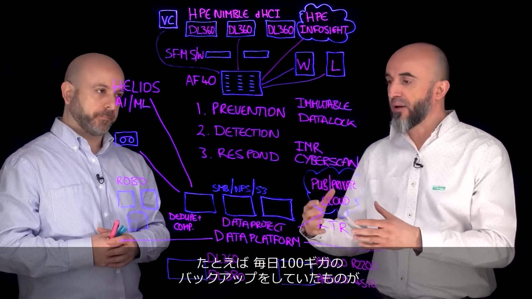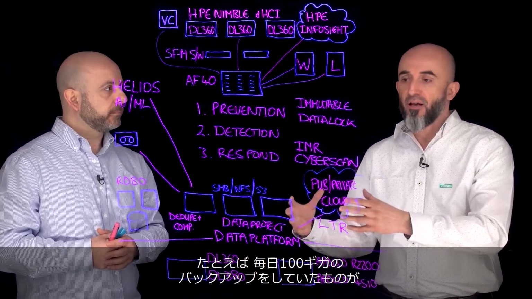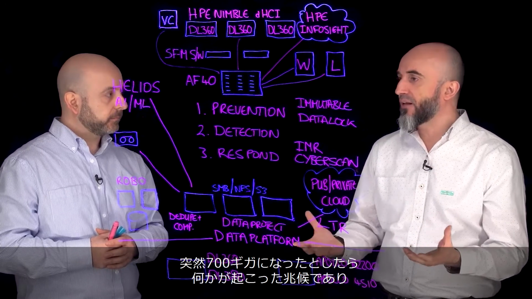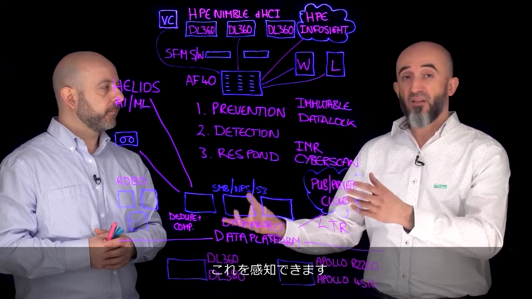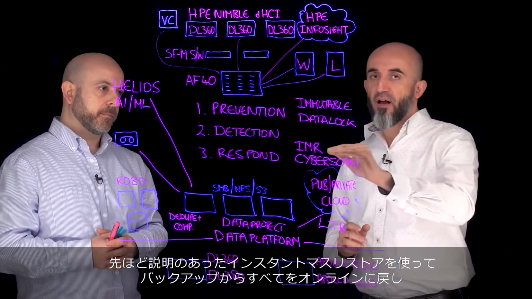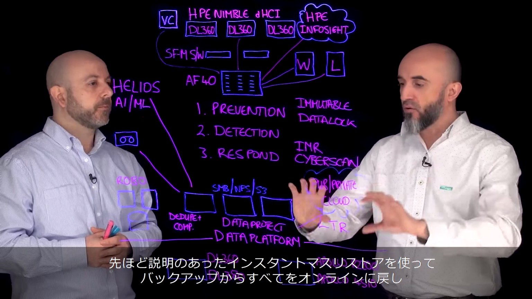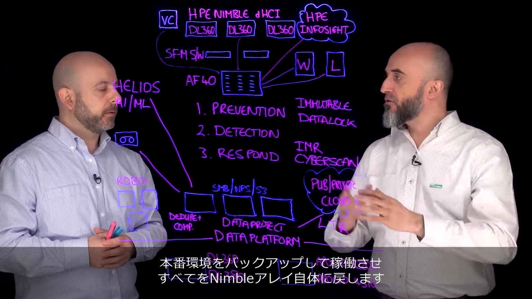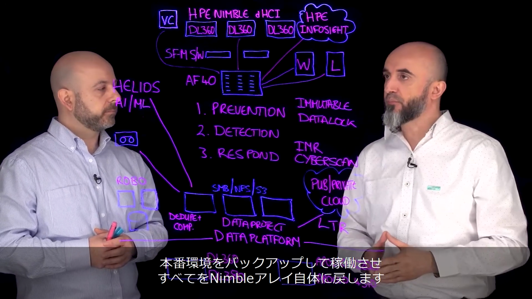So for instance, you said you're backing up something that took, say, 100 gig every day, and all of a sudden it's taking 700 gigs. Something happened. That was the detection piece. And how we protect against that infection is the IMR you mentioned, where we can bring everything back online from the backup. Production is back up and running, and we move everything back to the Nimble array itself.